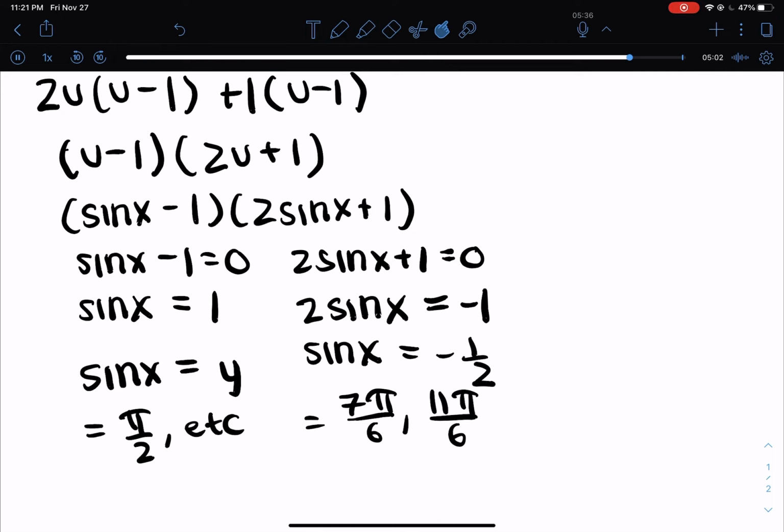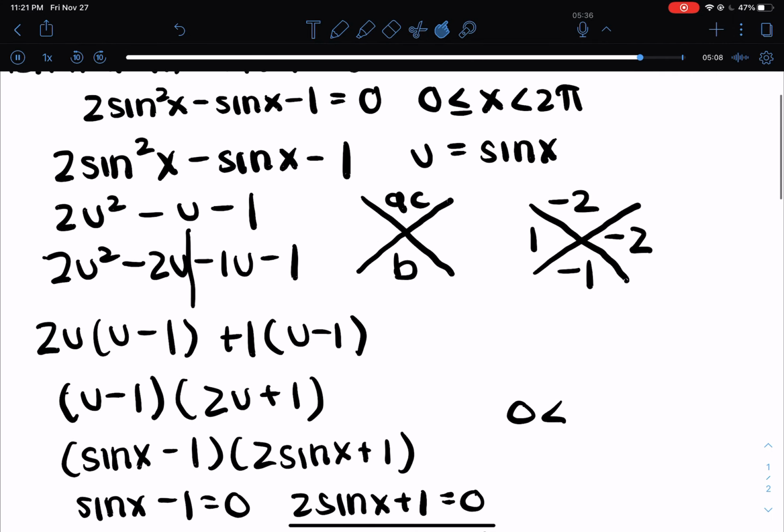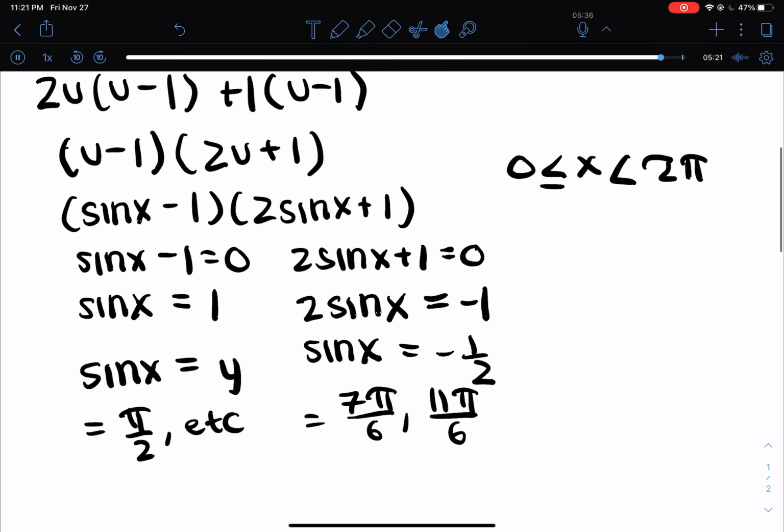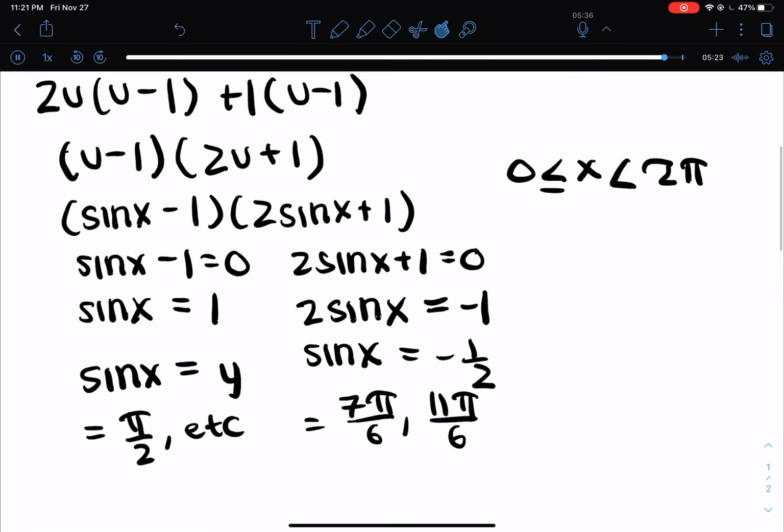Now, you have to keep in mind the limit. We have an interval, so when we look at the interval, we have to make sure our values are kept within the interval, or else it won't be a part of the solution. So it'll be 0 is less than or equal to x is less than 2 pi. So you can see that these values are within the interval, so these would be the solutions.